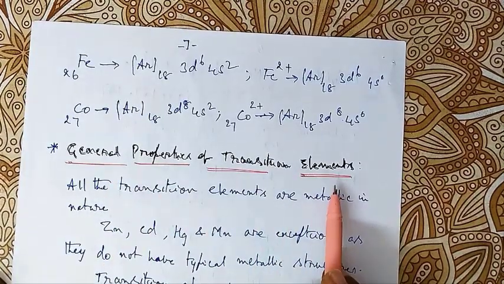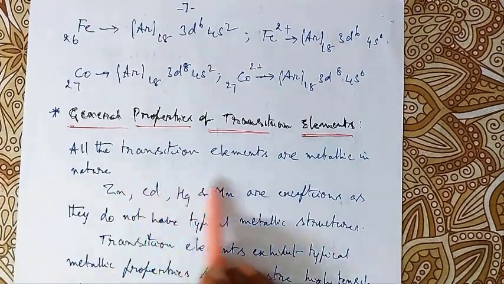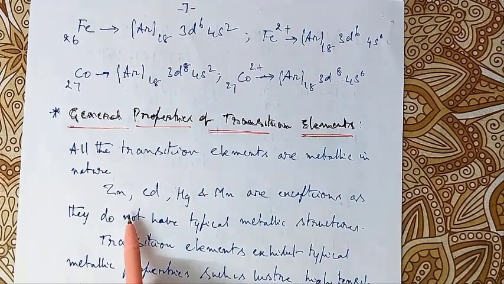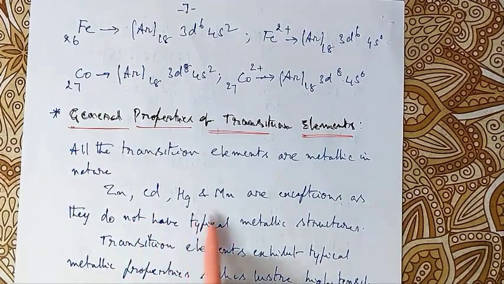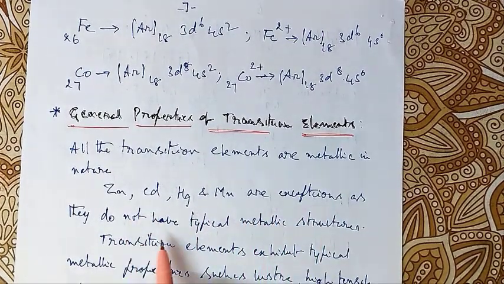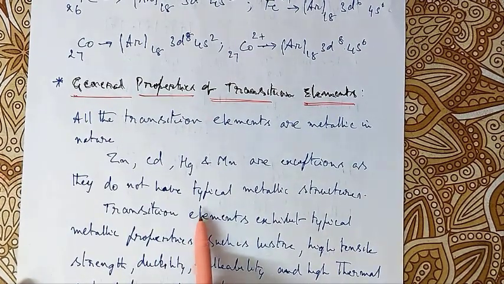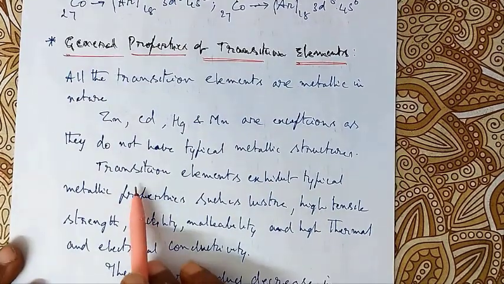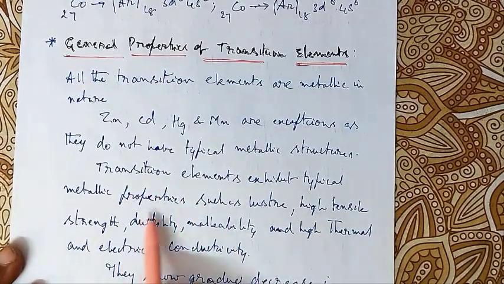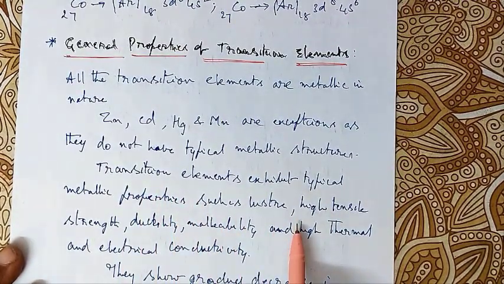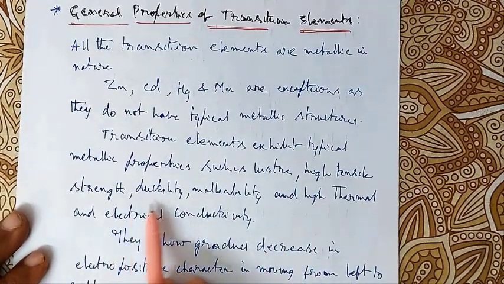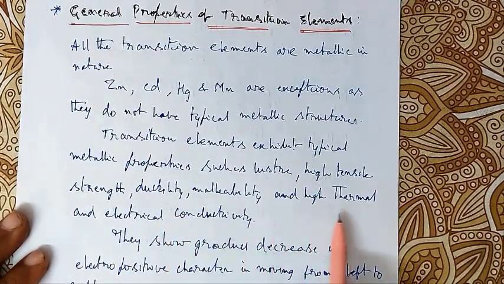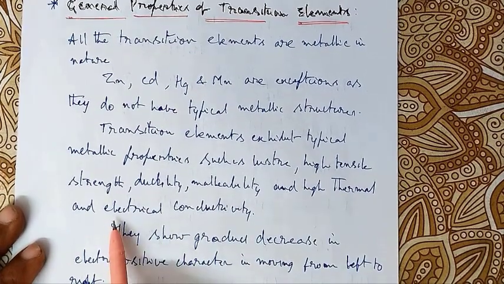General properties of transition elements. All the transition elements are metallic in nature. Zinc, cadmium, mercury, manganese are exceptions, as they do not have typical metallic structures. Transition elements exhibit typical metallic properties such as luster, that is shining surface, high tensile strength, ductility, malleability, and high thermal and electrical conductivity.